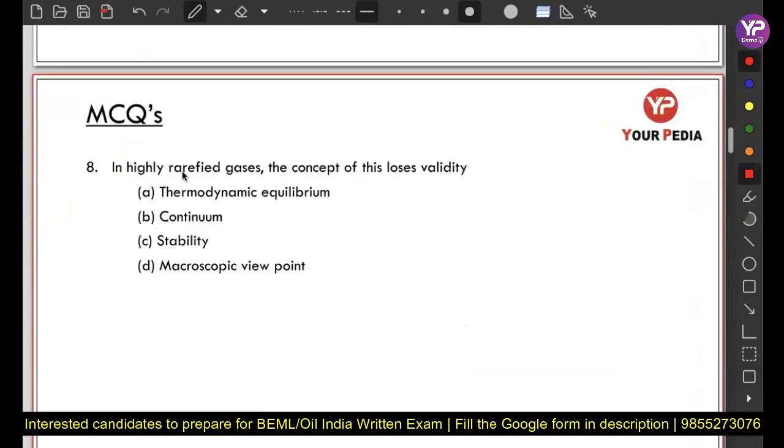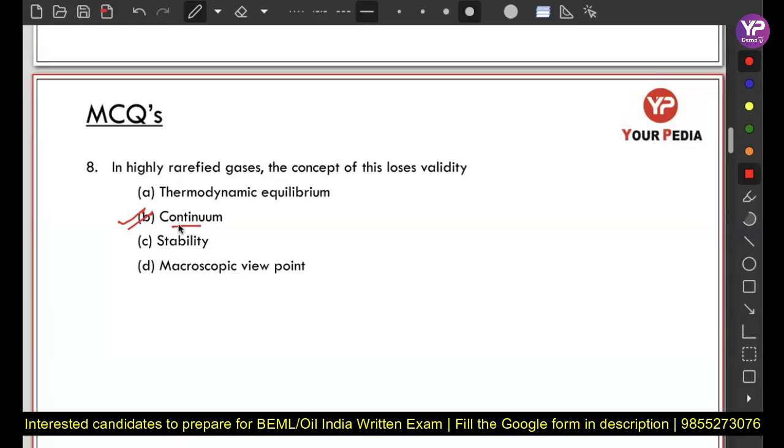Next, in a highly rarefied gas, the concept of continuum loses validity. Now, what is the meaning of continuum? All the analysis which you do in your graduation in thermodynamics and fluid mechanics is only possible because you are assuming the concept of continuum. Continuum simply means that the matter is present continuously at each and every point.